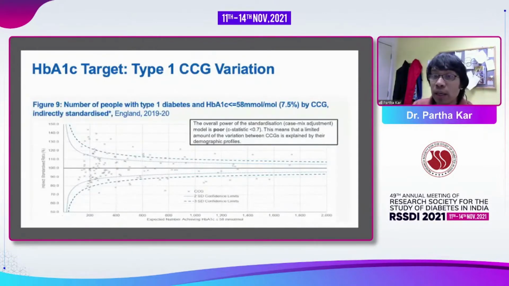So type 1, again, you can see this, I'm not going to go into the details. CCG basically means smaller areas of the country, like little geographical areas. And you can see from the scatter plot how many areas are managing to get their HbA1c less than 58 or 7.5%, which is what we're trying to go to. You can see the variation across the board. Some doing really well, some huge outliers, right? Some doing much better than outside the confidence limits.